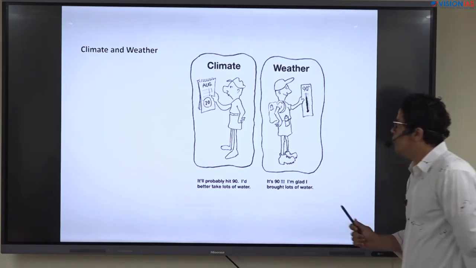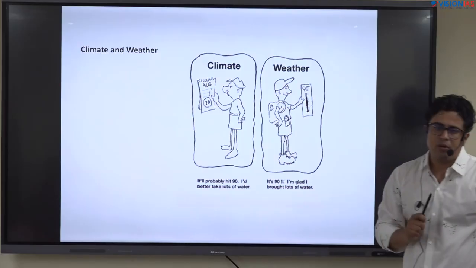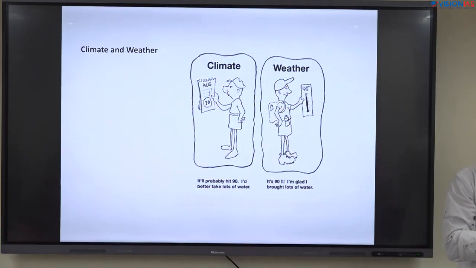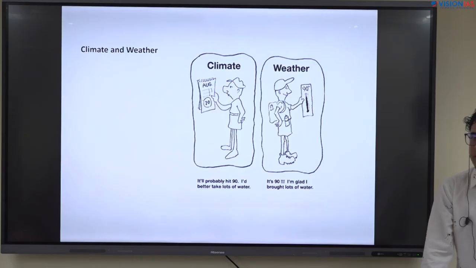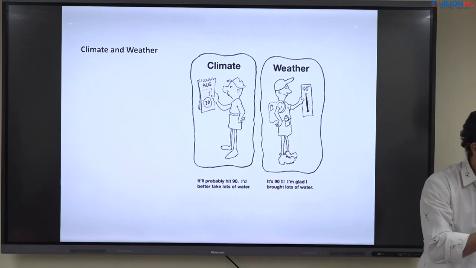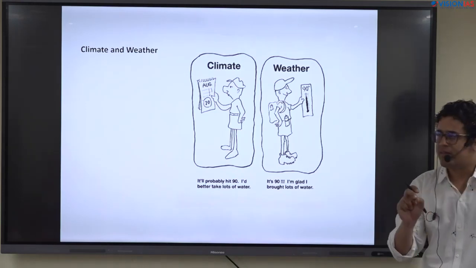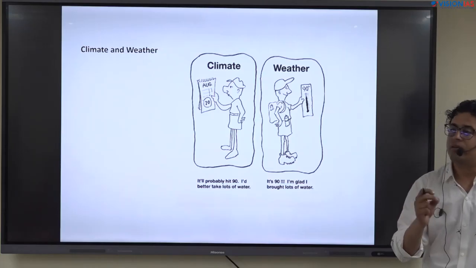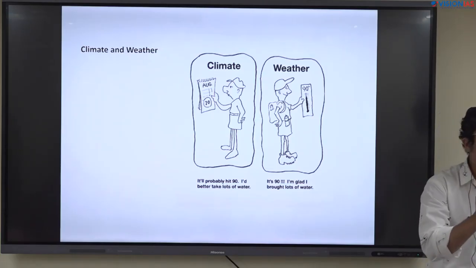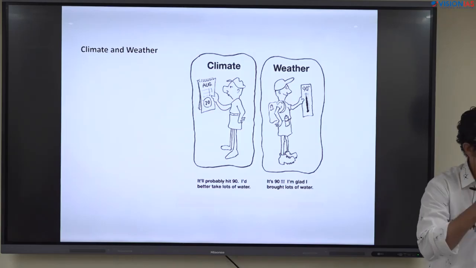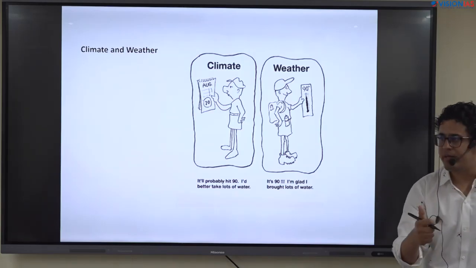See, weather is a short-term phenomenon. If you are reading today's newspaper, and in that newspaper information is given about the maximum temperature of Hyderabad today, the minimum temperature, the humidity. When you are reading this report on a day-to-day basis, it is a short-term phenomenon. You call it weather. So weather is a short-term phenomenon related to cloud cover, temperature, humidity.